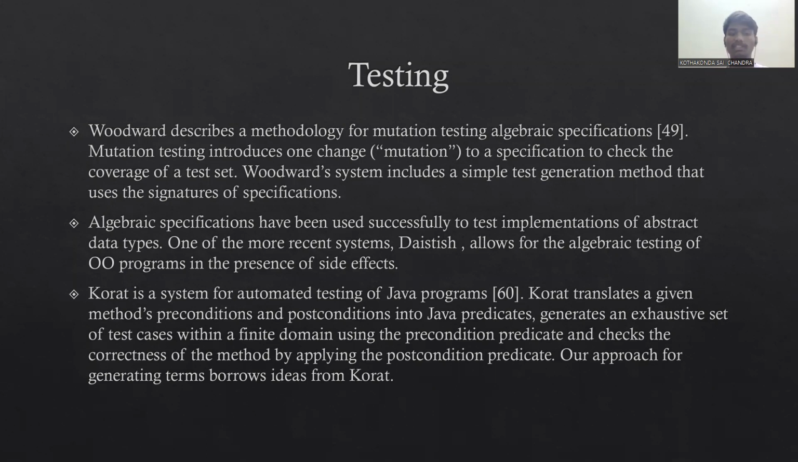Korat is an automated testing tool for Java programs. Korat translates given method preconditions and postconditions into Java predicates, generates an exhaustive set of test cases within a finite domain using the precondition predicate, and checks the correctness of the method by applying the postcondition predicate. Our approach for generating terms borrows ideas from Korat.